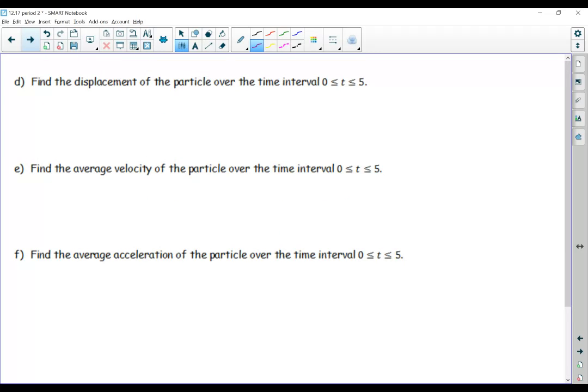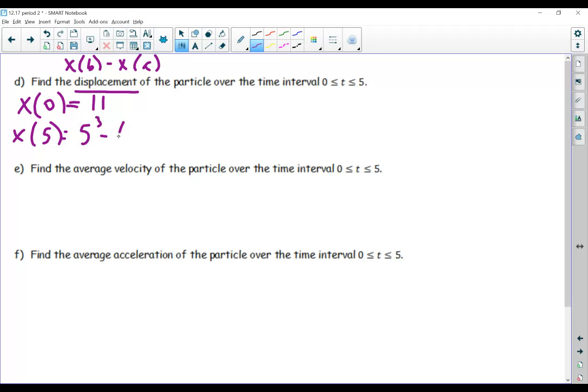Find the displacement of the particle over the time interval 0 to 5. When I see displacement, I'm thinking change in position: final position minus initial position. So I'm going to go ahead and plug 0 into the original function, and that's going to give me 11. If I plug in 5, well that's like 5 cubed minus 6 times 5 squared plus 9 times 5 plus 11. That's going to equal 31, I think.